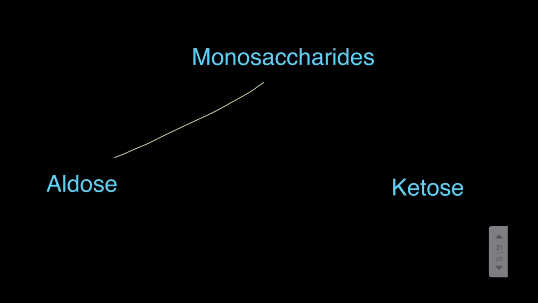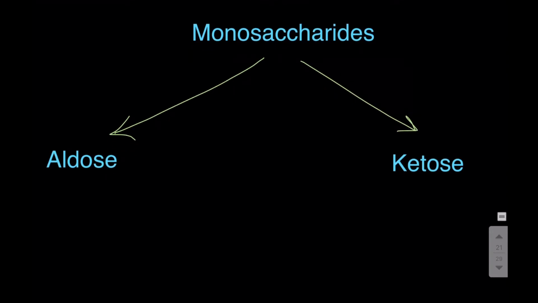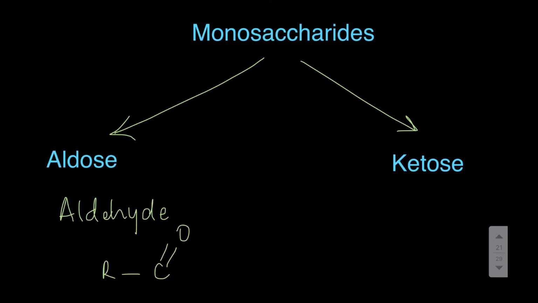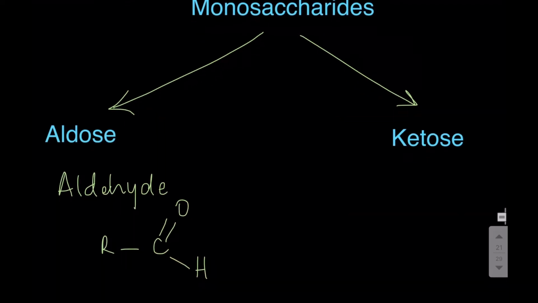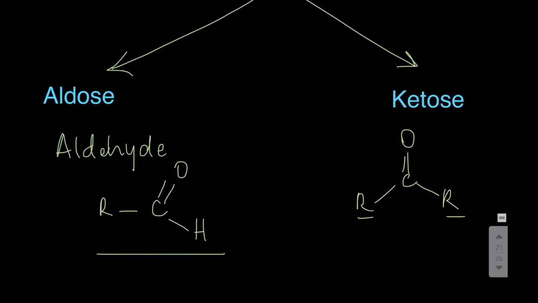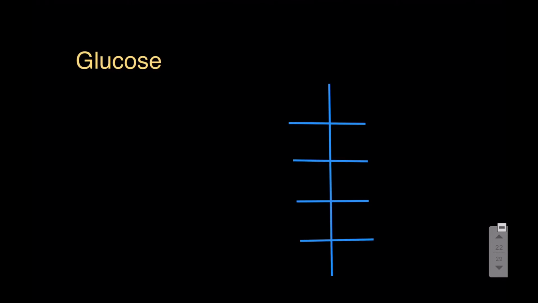Monosaccharides further are classified into aldoses and ketoses. Aldoses are those that contain an aldehyde group, and the aldehyde group is a C double bond O linked to a hydrogen. Usually this will be a terminal group. A ketose is going to have a ketonic group in between two carbons, so it will be an internal functional group. Let's start with glucose. It's an aldohexose, meaning it has an aldehyde group and it has 6 carbons.